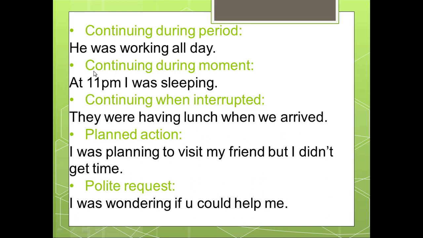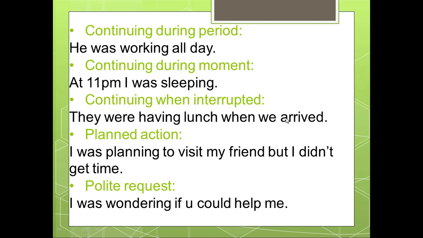Now, the second condition is continuing during a moment. At 11 p.m. I was sleeping. Okay, so you were in the middle of your sleep, so that's why you have used I was sleeping. So the action is continued during the moment. Then the third use is continuing when interrupted. For example, they were having lunch when we arrived.